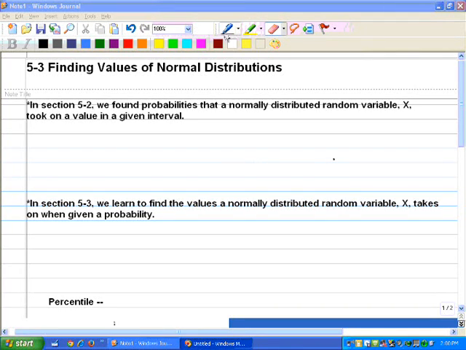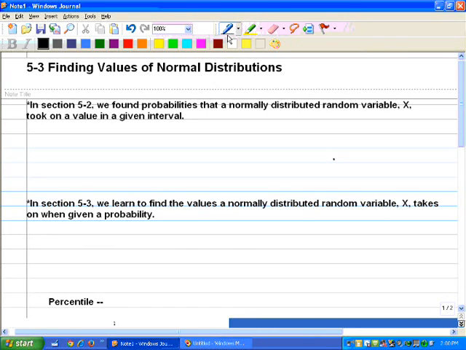Recall that in Section 5-2 we found probabilities that a normally distributed random variable x took on a value in a given interval. For instance, if we had a normally distributed random variable x with a mean of 15 and a standard deviation of 2, that could be represented by this bell-shaped normal curve, centered at the mean, where one standard deviation is 2.